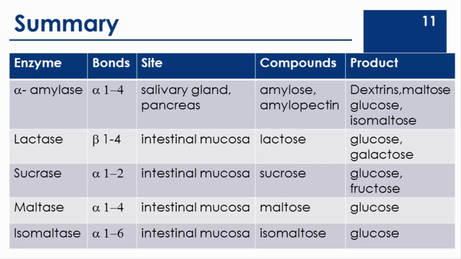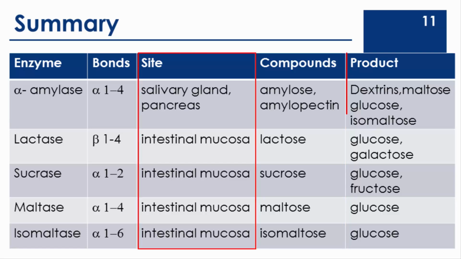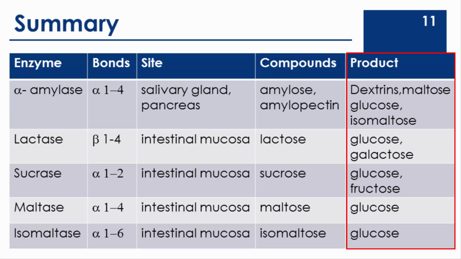Here's a great summary diagram providing an overview of each of the carbohydrate digestive enzymes. So we see the enzymes here. We see the glycosidic bonds that they hydrolyze, the compounds they digest, and the site from which they are secreted. And we also see the end products of the digestion process. So it may be helpful in your studying to review this summary slide and each of its components.